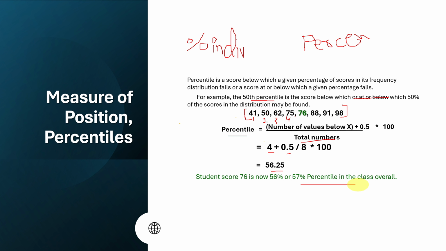Like I said, percentile is about the whole data set, about the overall. Whereas when we talk about percentage, it's only for the individual person or individual category we are talking about. So it's easy to remember this formula: percentile equals the number of values below x plus 0.5, divided by total numbers, multiplied by 100.